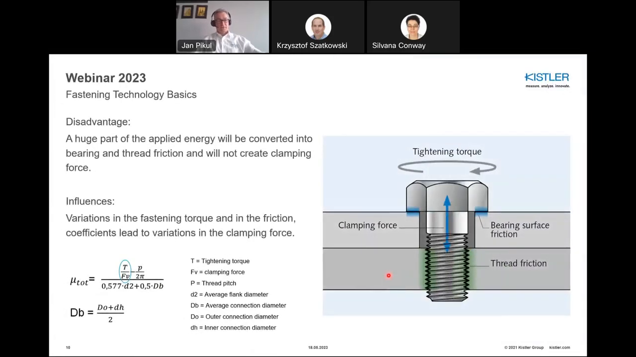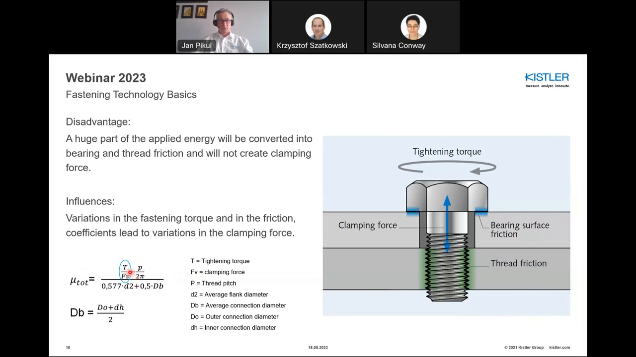So here we have the method how to calculate total friction of the bolted joint. In every joint we have two areas where the bolt and the material are creating friction. The first one is the thread, the friction between bolt thread and material thread, and the second one is the area under the head of the bolt. Here you can see how to calculate the total friction.